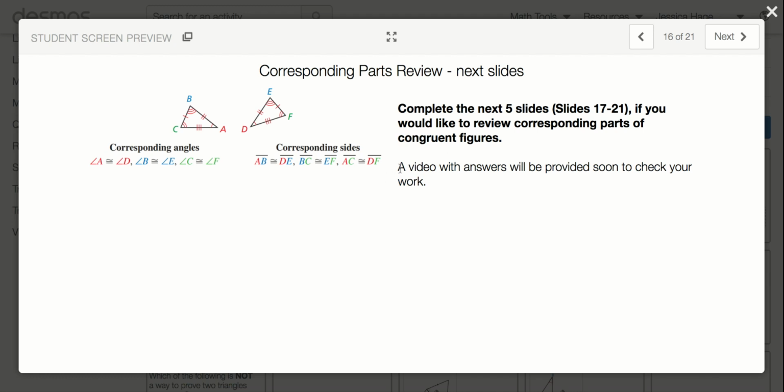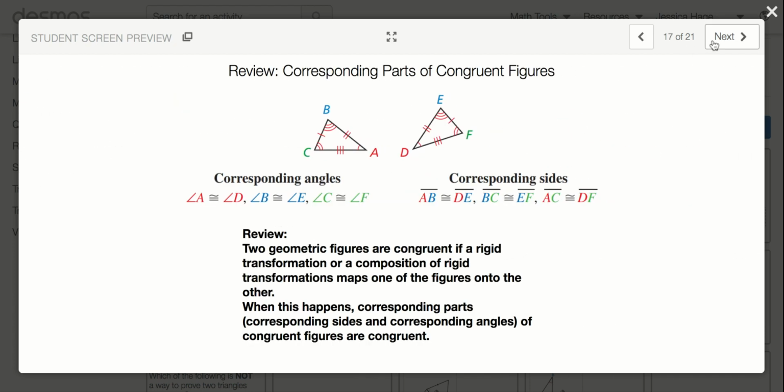Right, so this is the video that is provided to you so you can check your work on slides 17 through 21 if you wanted to work more with corresponding parts review. So this slide is a review of what it means to have congruent corresponding parts. We have three sides in each and three angles in each. Now our theorems that we were doing was just picking some of those sides and some of those angles. But what this means is that when the triangles are congruent, all three sides and all three angles will match up.